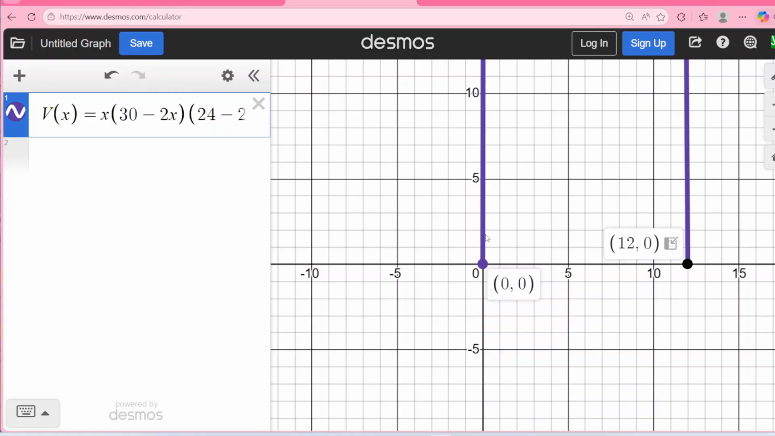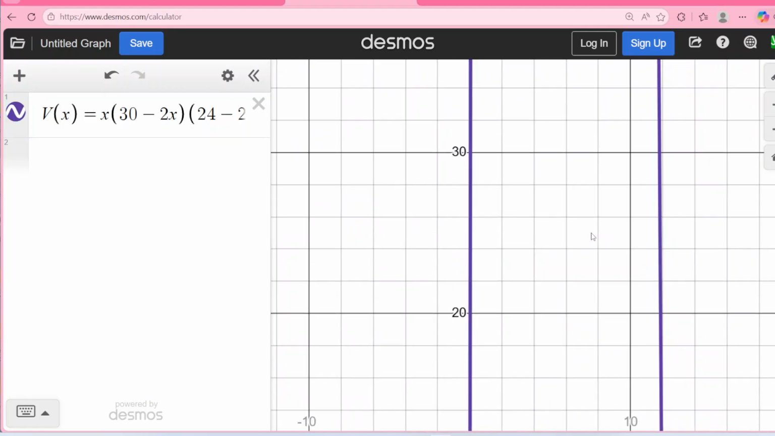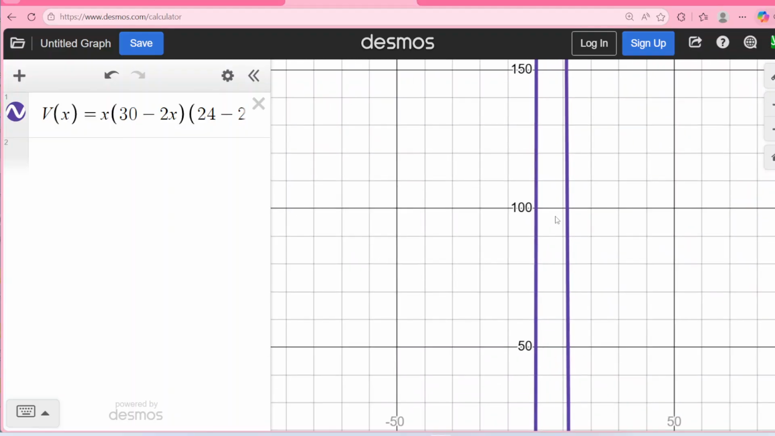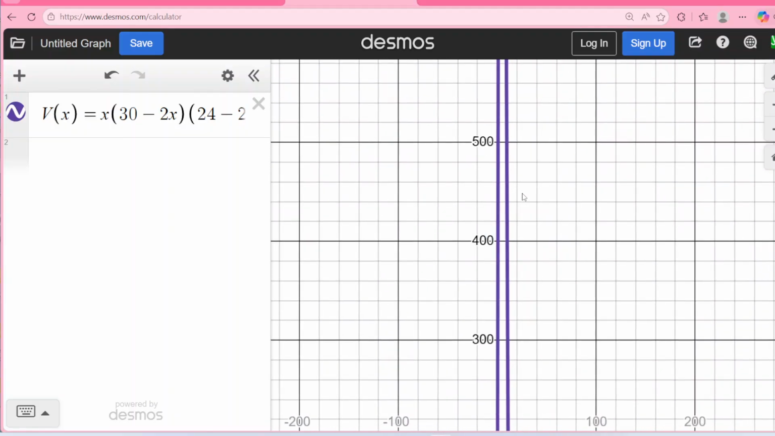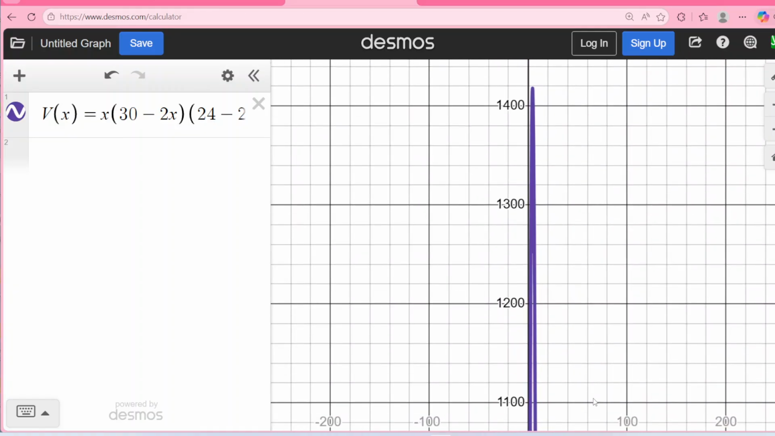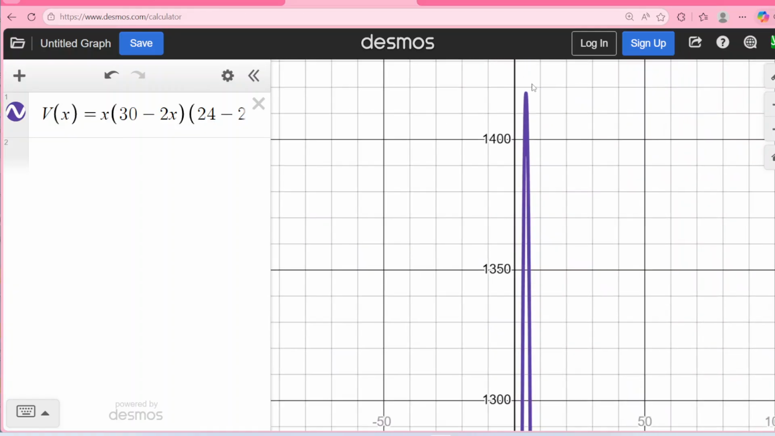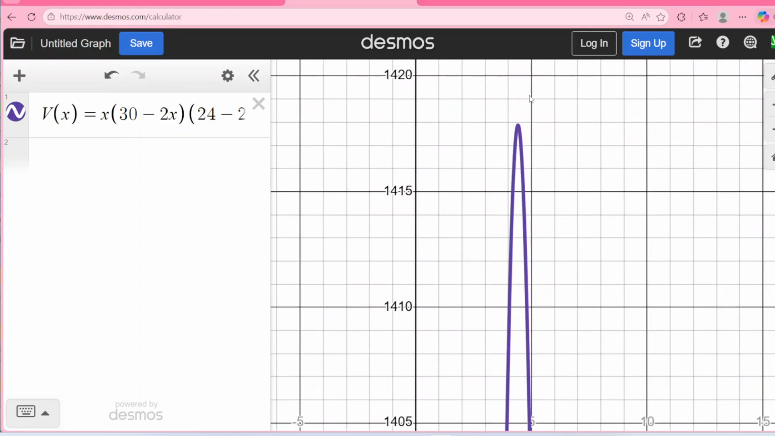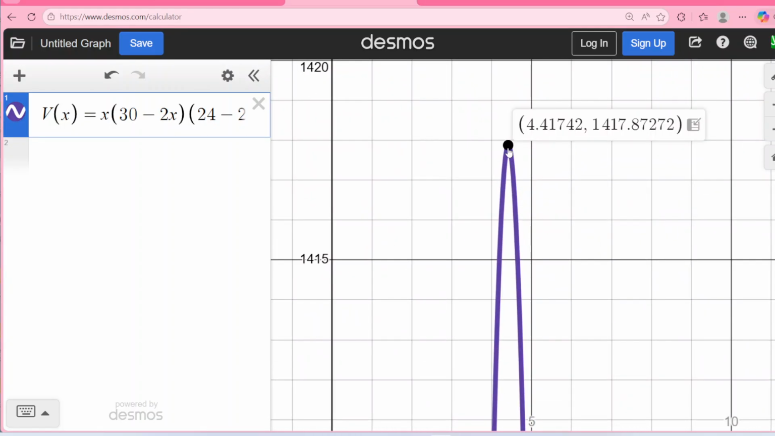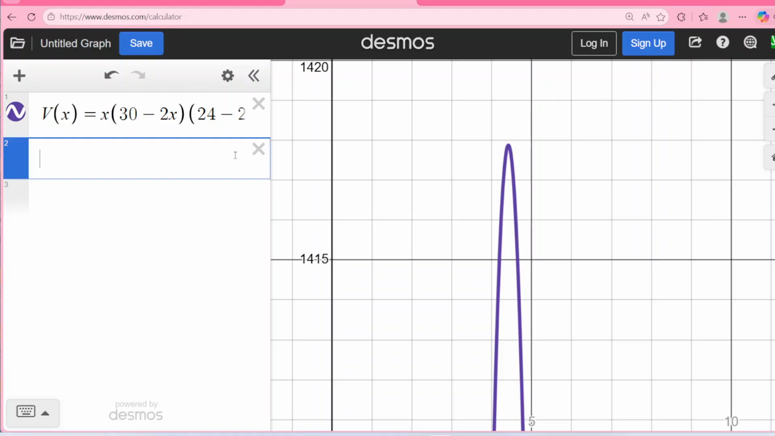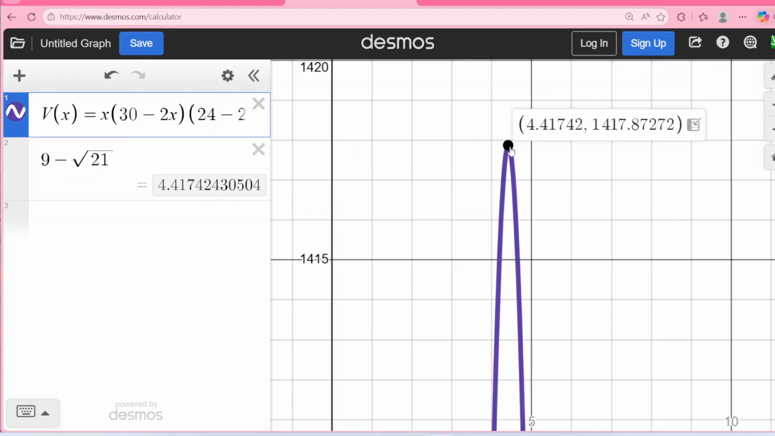But you see, it's positive volumes in between. And the largest volume occurs, it's way up here. Let's see, where is this maximum? It's quite large, but way up here, there's a maximum somewhere in between 0 and 12. And it occurs here at this 4.417 value. Well, I said that was 9 minus the square root of 21. See, 4.4174. So that's what they want.